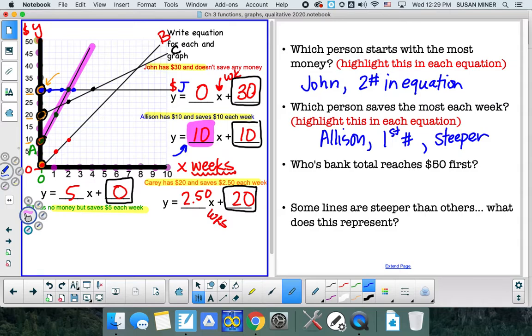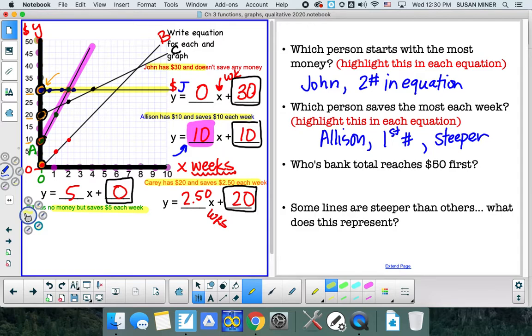What happened here with John? Let's take a look at John's line over here. He wasn't saving any, right? So his line is not increasing at all. It's staying the same. It's flat. It's not decreasing. So it's staying the same.